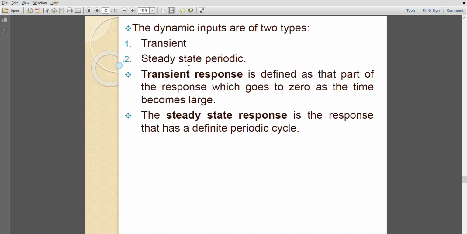Okay, so transient and steady state periodic response. Dynamic response has two regions. One is transient. It is defined as the part of the response which goes to zero when the time becomes large, while the steady state response is a response that comes in a definite periodic cycle. So steady state response comes after the transient response.